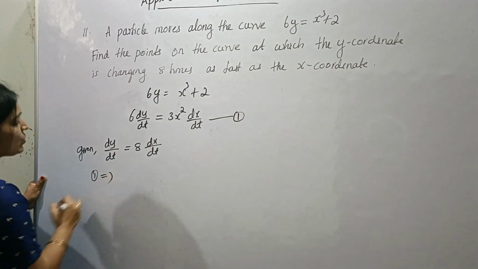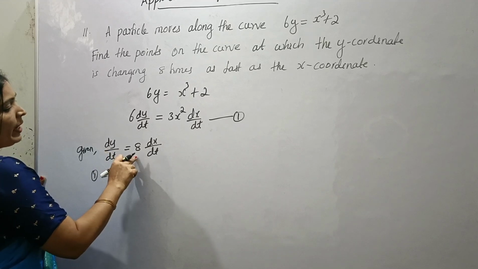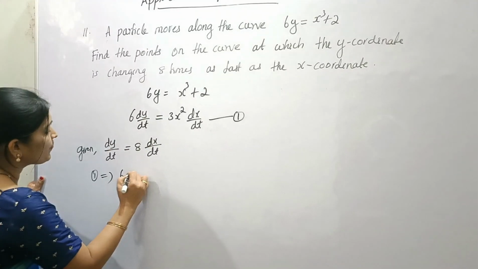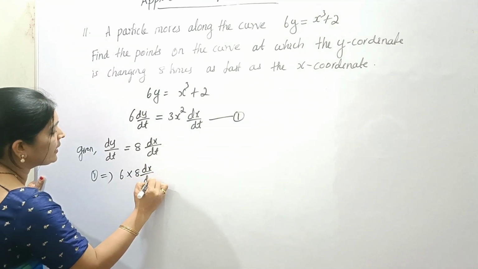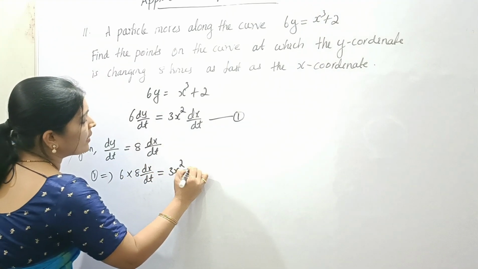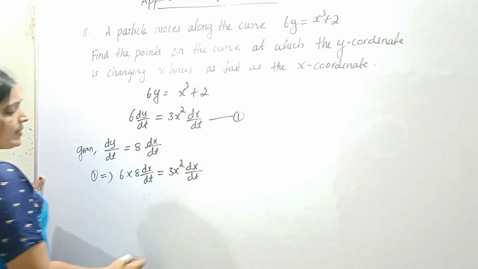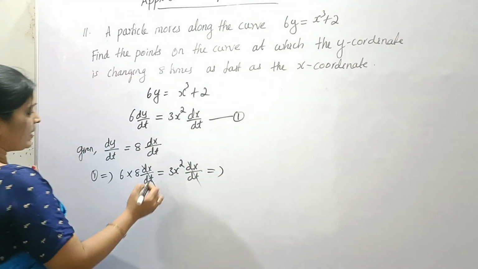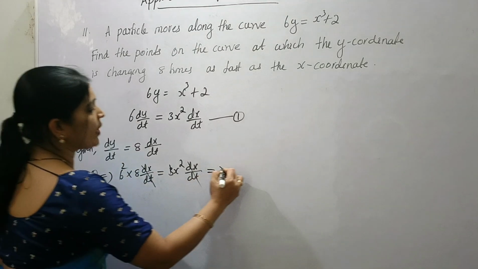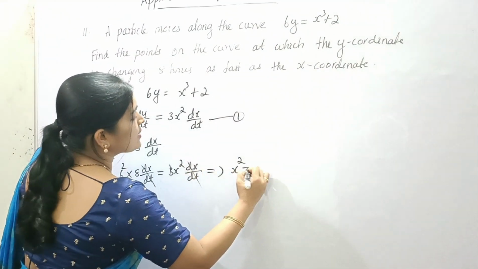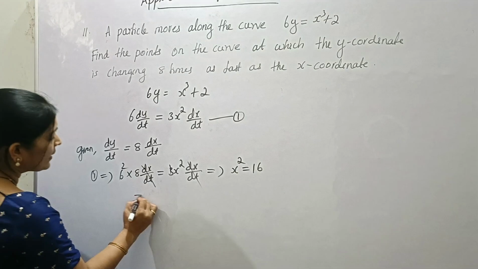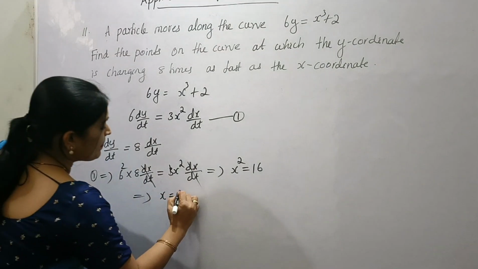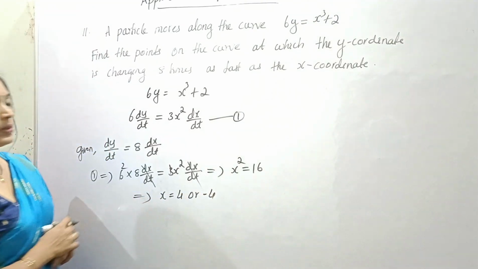So substitute the value of dy by dt in equation 1. So 6 into 8 dx by dt is equal to 3x square dx by dt. See here, dx by dt cancelled. So 3 cancelled, right? We have got x square is equal to 16. That implies x is equal to plus or minus 4, plus 4 or minus 4.